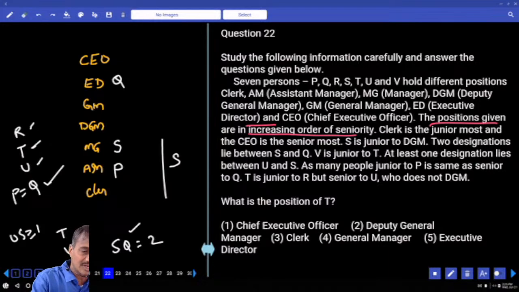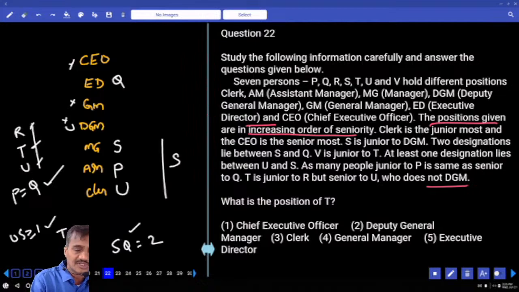Then if you take U above this one, then R, T and U must be in this order. R, T and U. Then U is not a DGM. Now U cannot be at this place, isn't it? As U cannot be here, U cannot be in these 2 places as well. Then what is the only possibility we have? U must be at this.